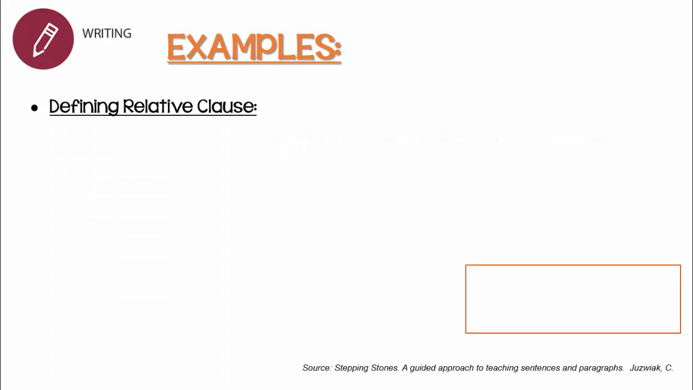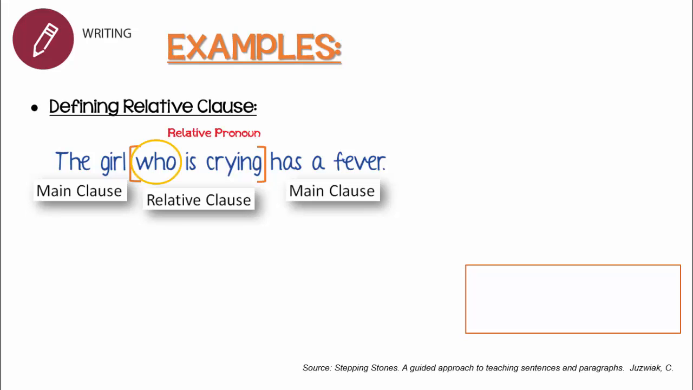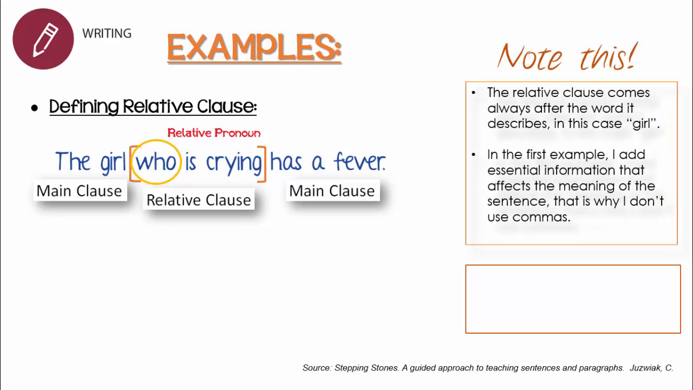For example, defining relative clause. The girl who's crying has a fever. Who's crying is the relative clause. The girl has a fever is the main clause. Who is a relative pronoun. So note this, the relative clause comes always after the words it describes, in this case, girl.